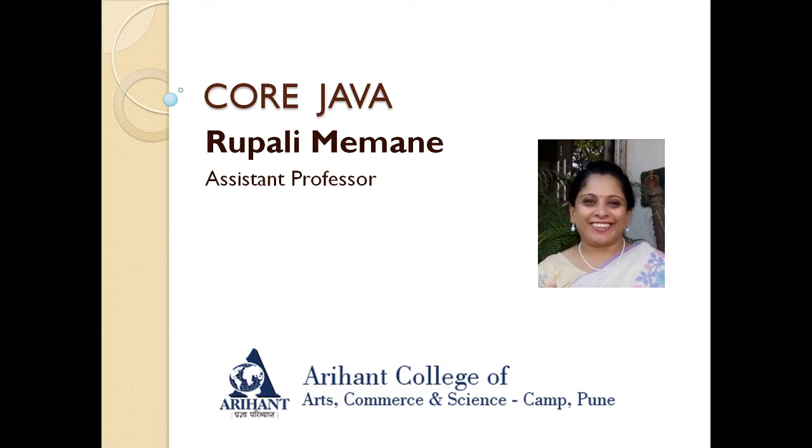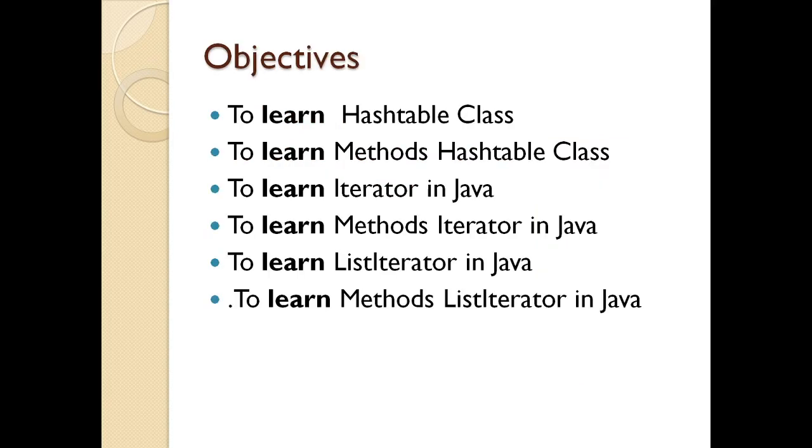Now, in the previous lectures, we have seen what is collection framework, vectors, linked list, array list. Continuing with this collection, today we are going to learn hash table class. What are the methods of hash table class? We will also learn iterators in Java, the methods on iterator in Java. Then we will see what is list iterator in Java and what are the methods of list iterator in Java. So to begin with, let's start with hash table class.